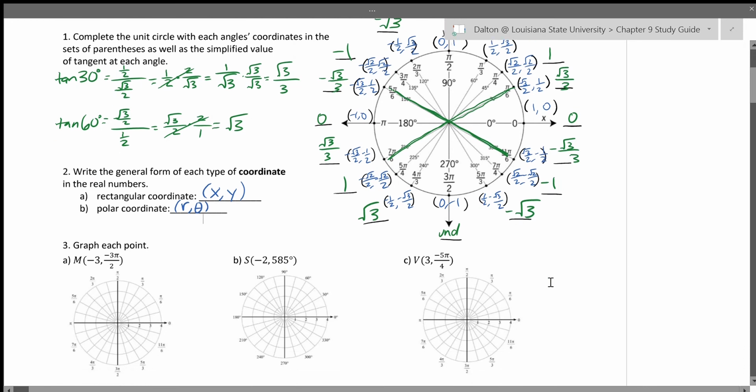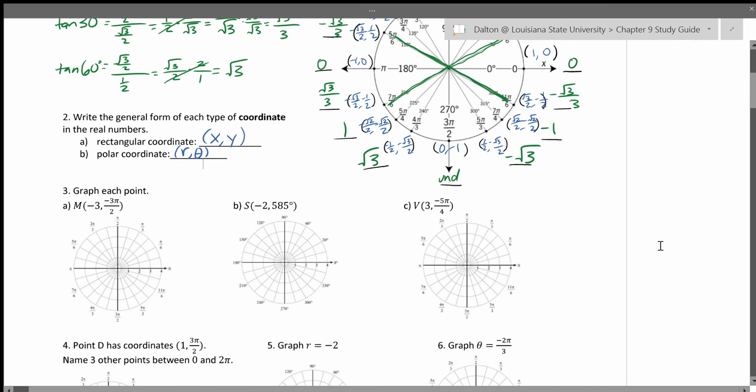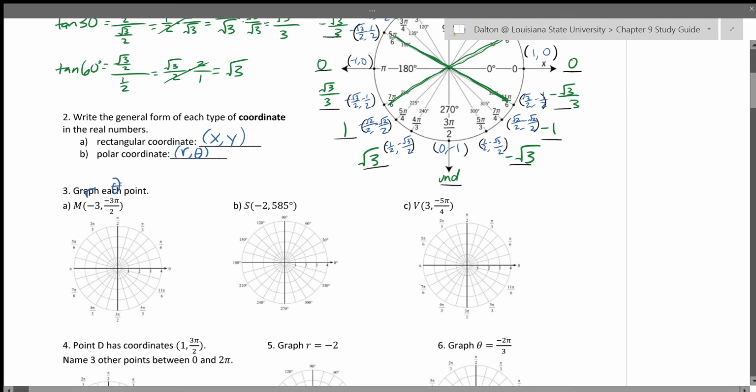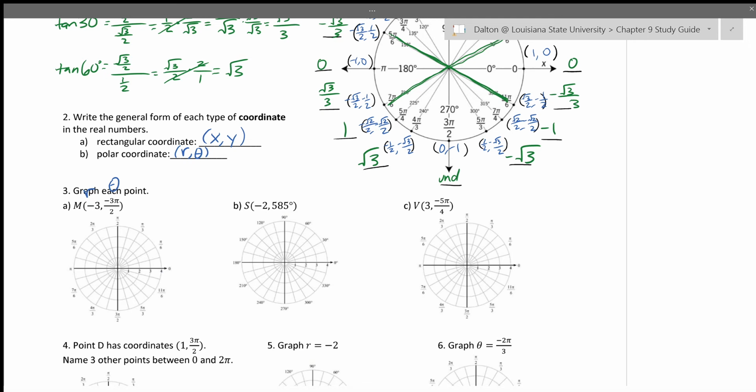So for number 3, I want you to graph each point. Obviously, these are polar coordinates. So r kind of stands for radius, but not exactly because it can be negative, and you can't have a negative radius on a circle per se. And then, of course, your second coordinate is theta, and that's kind of the approach that you want to take: you want to find your angle first, and then from there graph r. So negative 3 pi over 2.